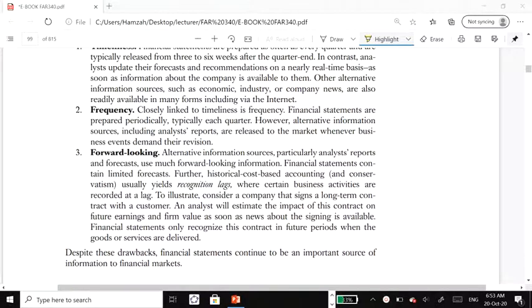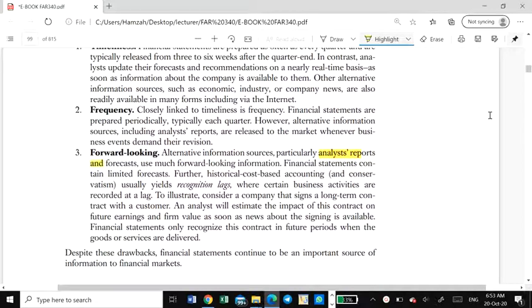Kalau kita tengok dekat buku teks dia kata, okay, so forward looking ni alternative information sources, particularly analyst reports and forecasts, use much forward looking information ni to analyse. Tapi financial statements contain limited forecast. Further, historical cost-based accounting and conservatism usually yield recognition lags dalam financial statement tu. Okay, so where certain business activities are recorded at a lag.